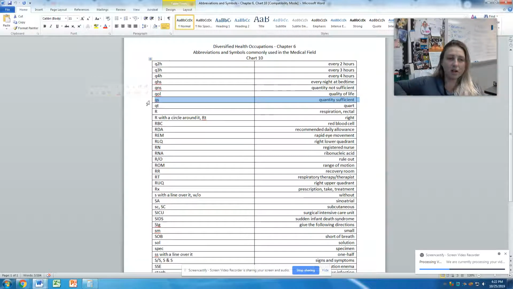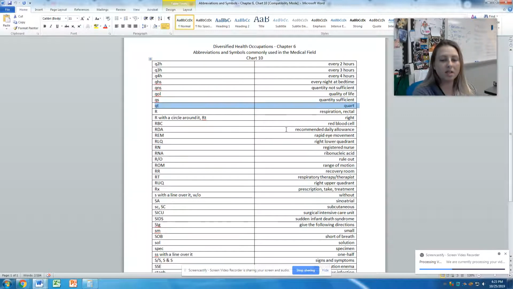Okay, QS is quantity sufficient, just like QNS was quantity not sufficient. I keep saying quality. Quantity. It's a number. Quantity is sufficient. Whew. All right, QT, quart. This is a measurement of volume. A quart, there's 4 quarts in a gallon.